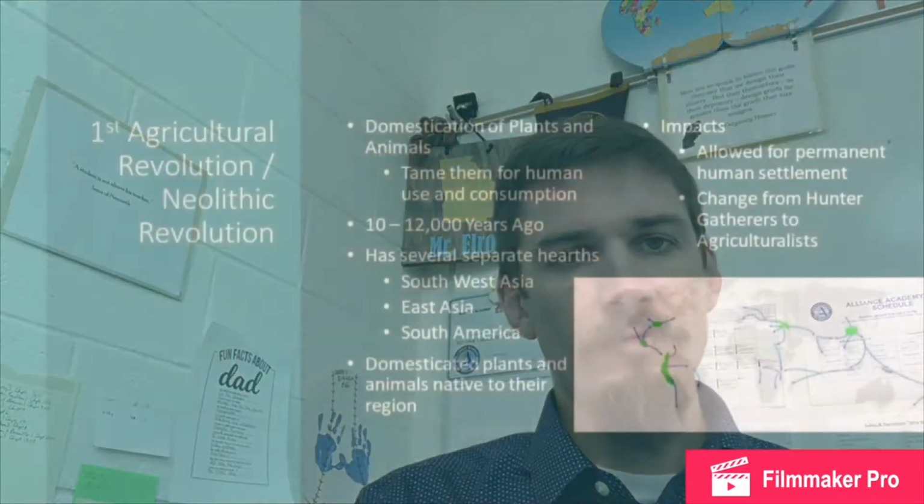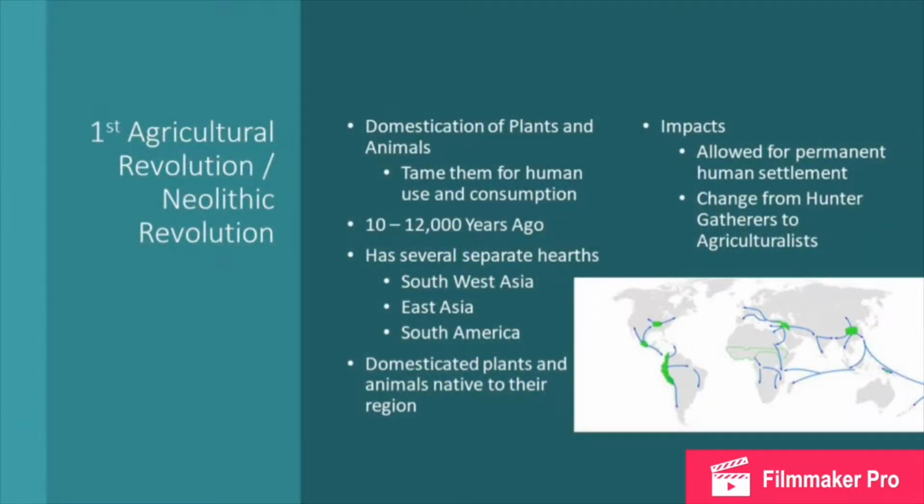The goal here is not necessarily to go in depth with each of these, but just kind of give you a broad overview to help you remember some of the significant pieces of each of the different agricultural revolutions. So the first agricultural revolution that we have, it goes by two names. Either you can call it the first agricultural revolution, or you can call it the Neolithic Revolution. If you see either one of those terms, it means the same thing.